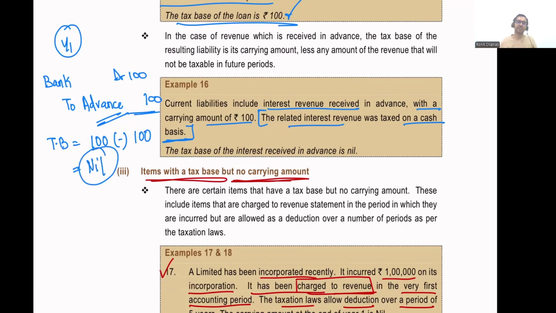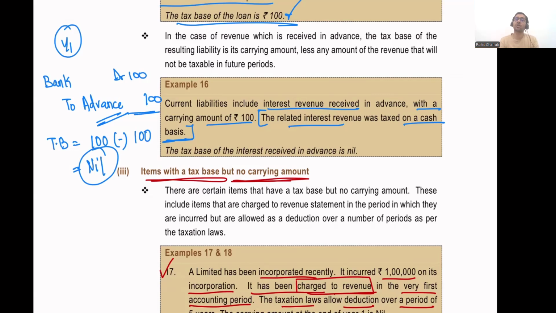I'm repeating myself. This 100 that has been received as an advance has been taxed on a cash basis. Therefore, it is again not going to get taxed in future. Hence, the tax base will be the carrying amount of 100 less the amount that is not going to be taxed in future, which is also 100, and therefore the tax base is going to be equal to 0.